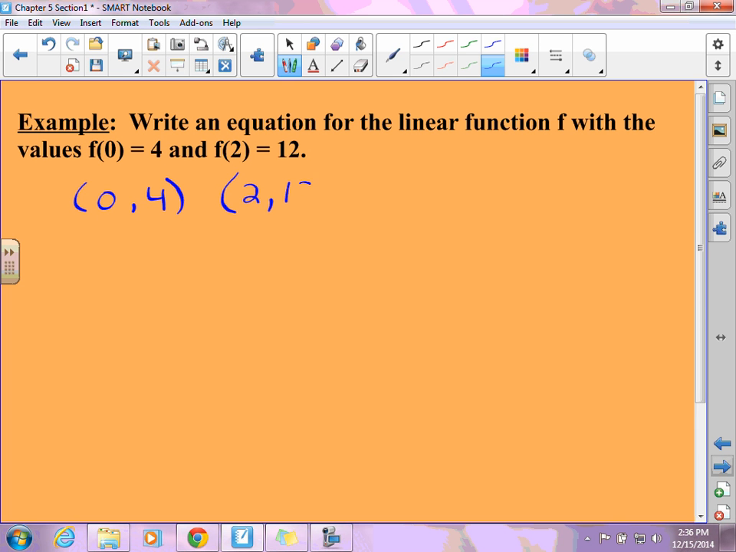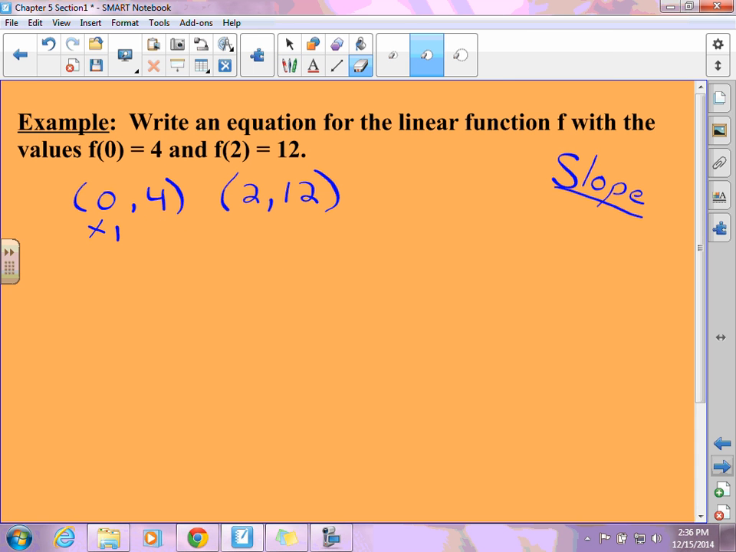Now we need to find the slope. To find the slope, I'm going to label them x1, y1, x2, y2. And it's really important that you label the first point x1, y1. You don't want to go x1, y2. You want to make sure that it's a 1 because this is the first point that I come to, and this is the second point I come to.